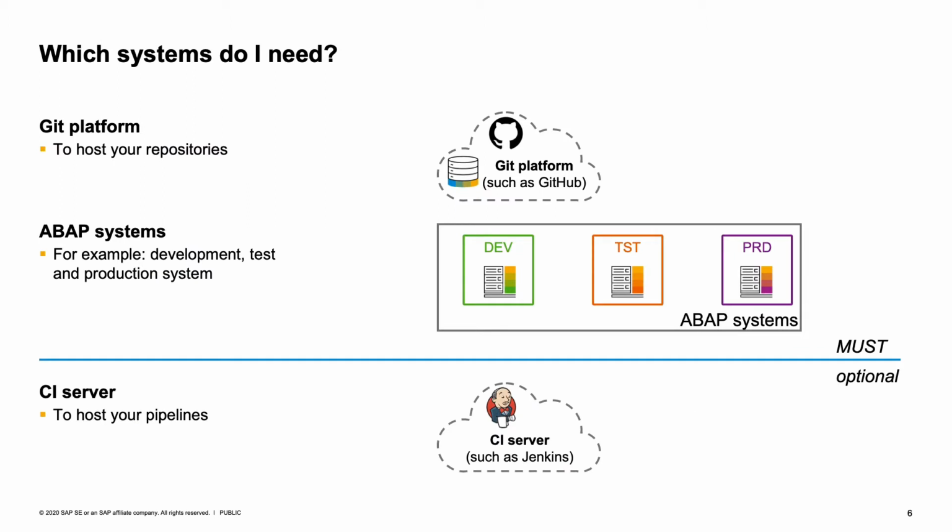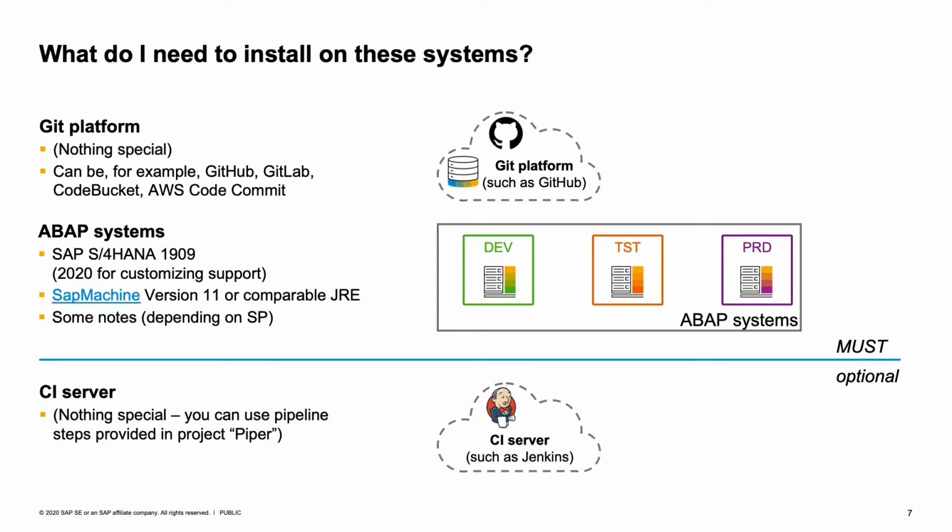So what do you need to be able to use all of this? First, you need two things on the must side. So you need the Git platform. It can be GitHub, it can also be others. And you need for sure the ABAP systems. The three systems that are shown in here, dev, test, prod, are just an example. So you can have a 2-system landscape, you can have a 5-system landscape, it doesn't matter. It's just an example. And on the optional side, you can use a CI server that allows you to use pipelines to automate this process.